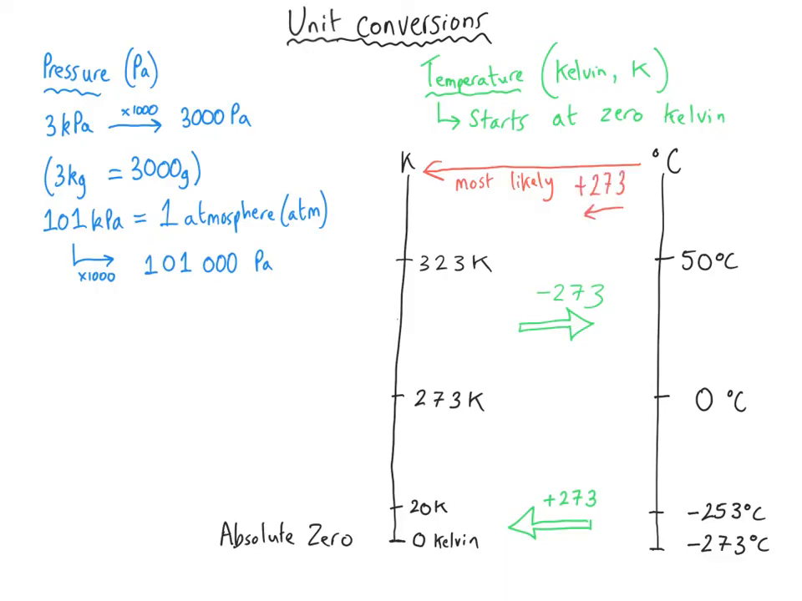But what's really nice is that an increase of 1 degree Celsius from, say, 50 to 51 is the same as 1 Kelvin from 323 to 324. So these first two conversions aren't too bad. Let's take a look at volume. Volume is usually taken to be the trickiest one.